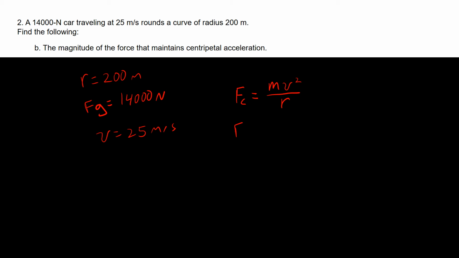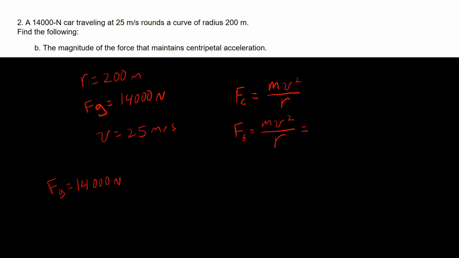So I could say the force due to friction equals mass times velocity squared divided by the radius. That's the same thing, I'm just calling it what it is. It's the force due to friction, but it's also the centripetal force, so either way I'm calling it what it is, right? So in this case, I have the mass. Oh, careful, I don't have the mass. I have the force due to gravity, and it's 14,000 newtons, right?